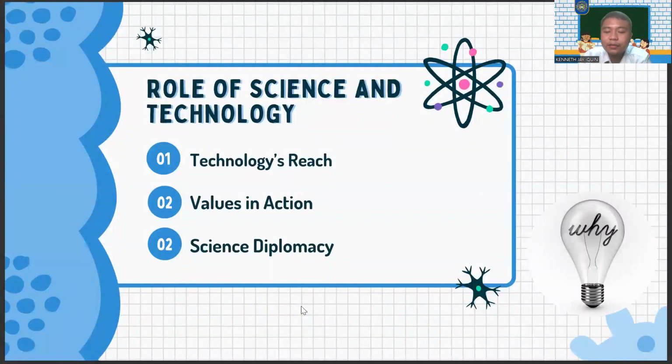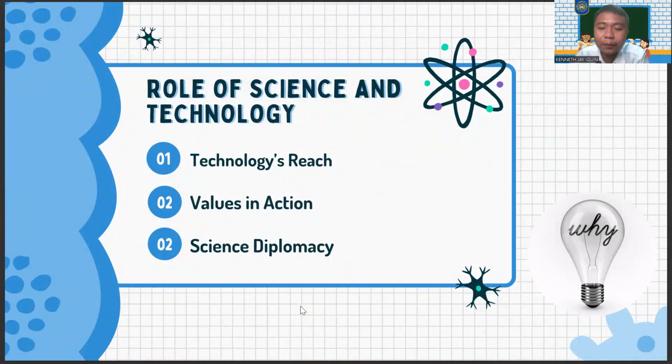Additional role of science and technology in values education is tech reach, or the technology's reach. Another is values in action and science diplomacy. When we say science diplomacy, this is when values education emphasizes global citizenship. Students understand that scientific collaboration transcends borders. They appreciate the role of science and technology in addressing global challenges like climate change, health crisis, and resource management.